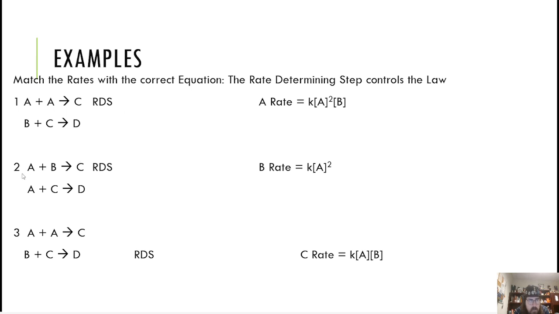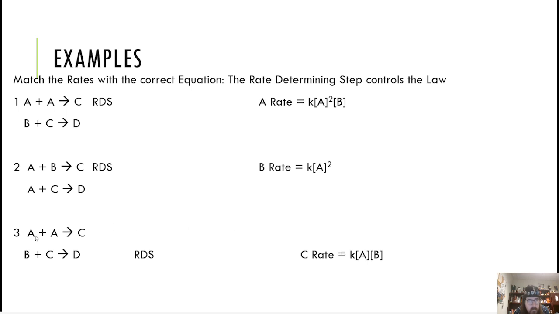Now a different reaction mechanism where A and B react to form C, but then C reacts with another A molecule to form D. In this case, the first step is still slow, but now it's first order with A and first order with B. So that's example C.